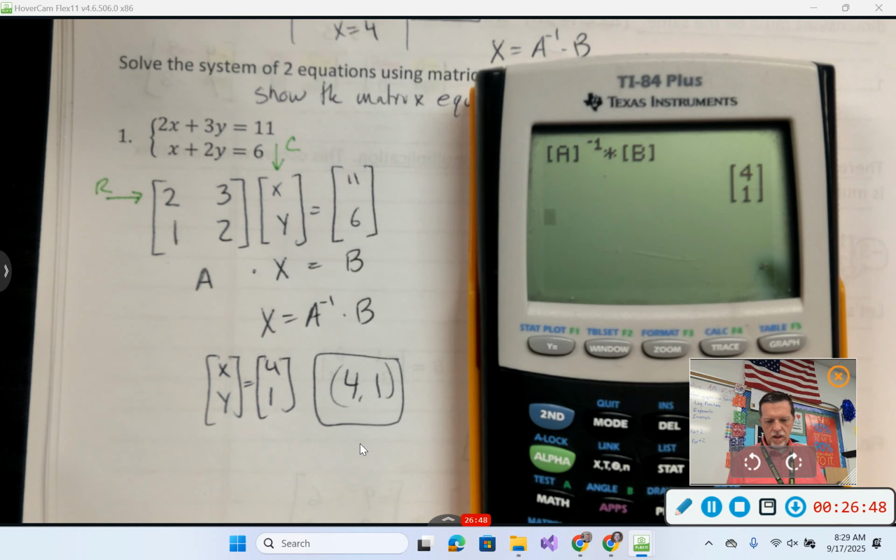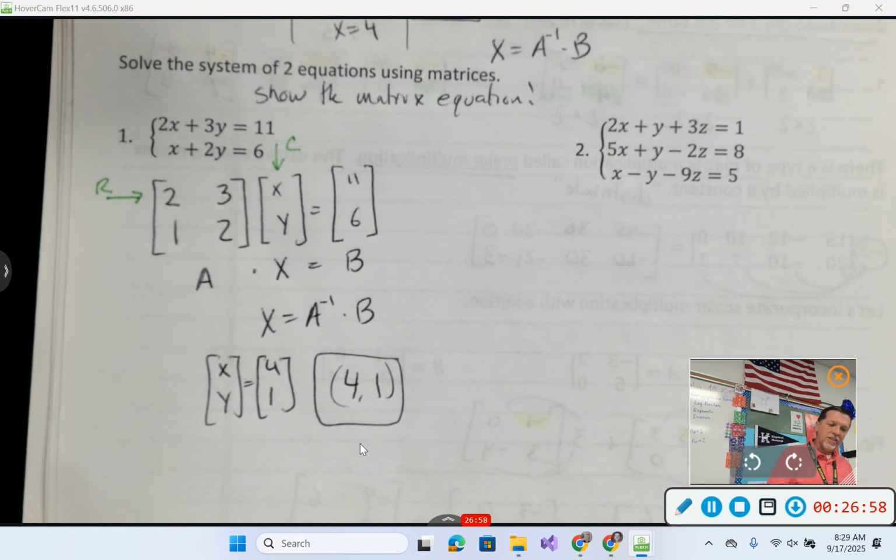Oh, yeah. But there's the matrix button right here. But that matrix button isn't working, so I don't know. That's why I'm working with the 84s. Okay, has everybody got 4, 1? At least if you got an 84 on you.